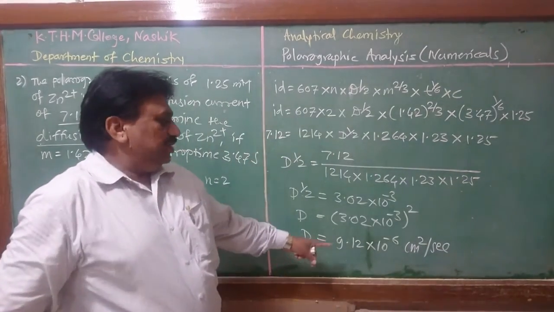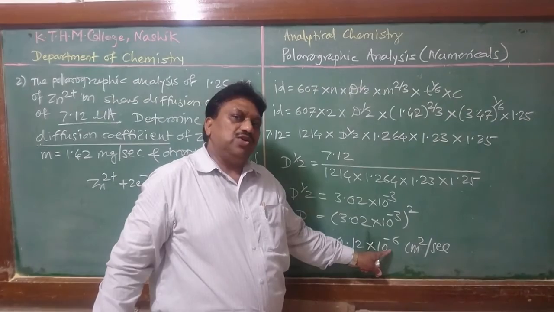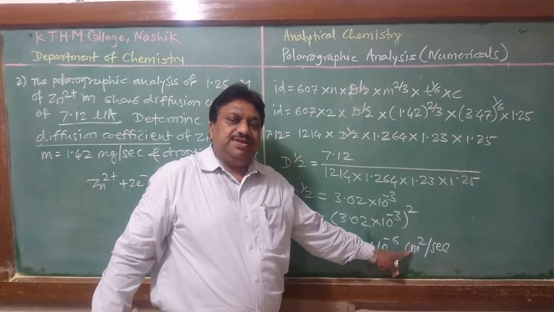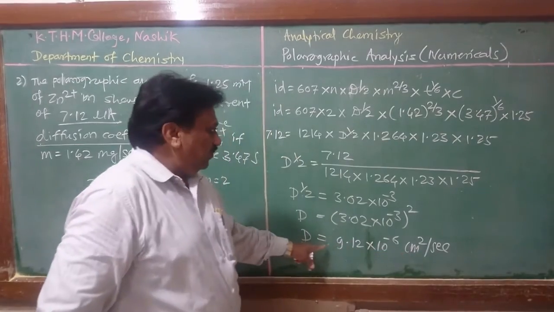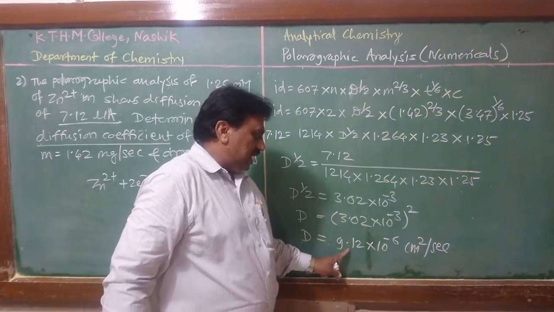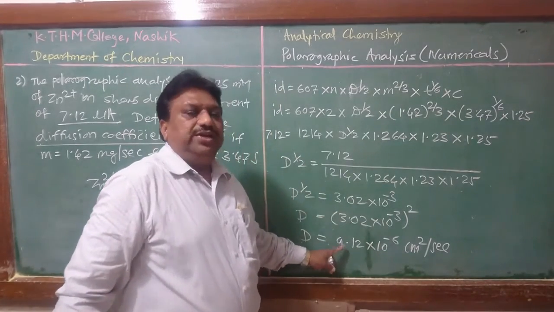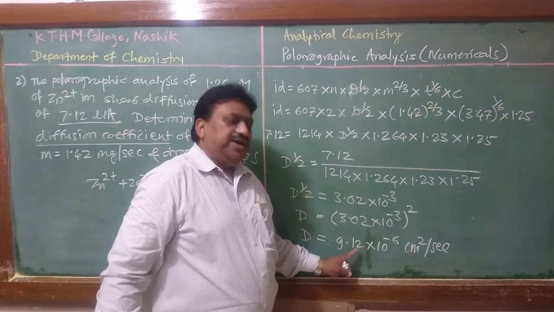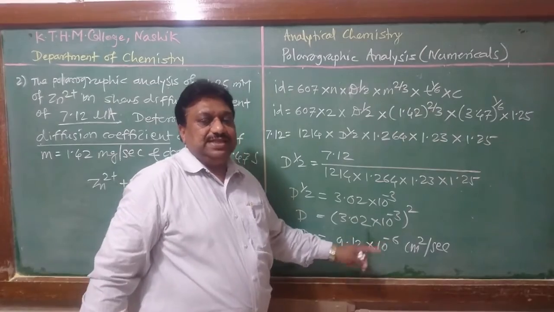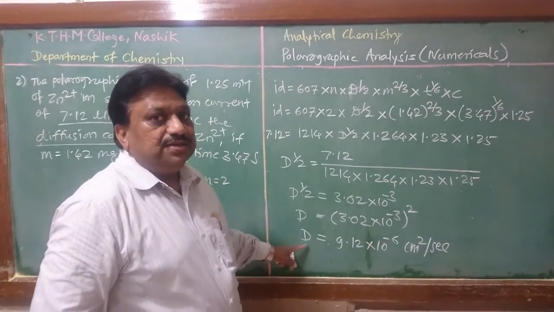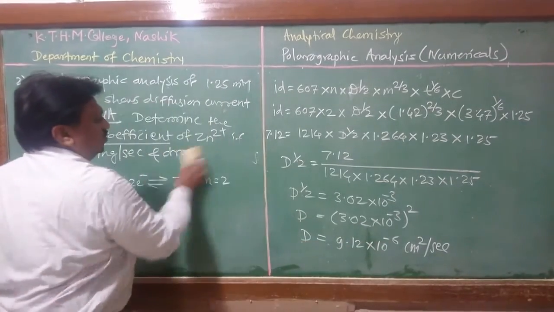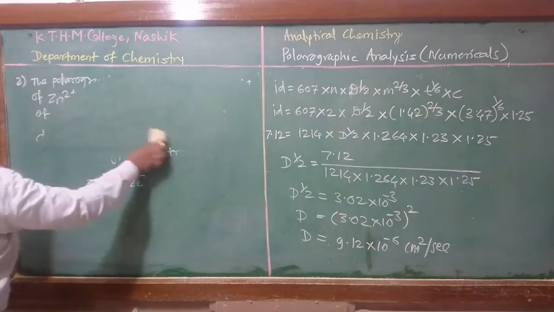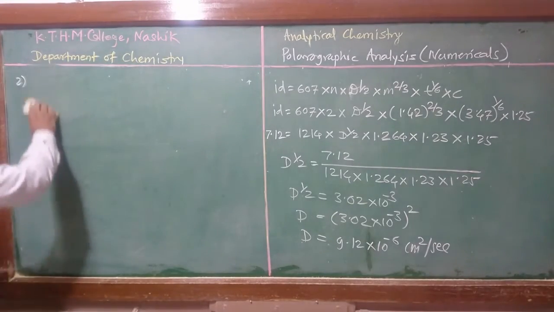Now diffusion coefficient is in the order of 10 raised to minus 6, and it is measured in square centimeter per second. Therefore, by this formula, we find the diffusion coefficient of this zinc, and it is 9.12 into 10 raised to minus 6 square centimeter per second. Student, now solve the next problem based on this polarographic analysis.